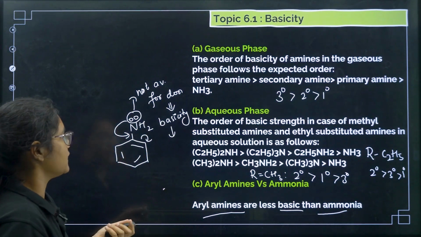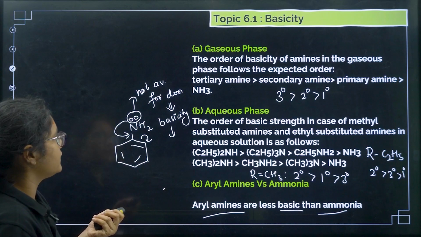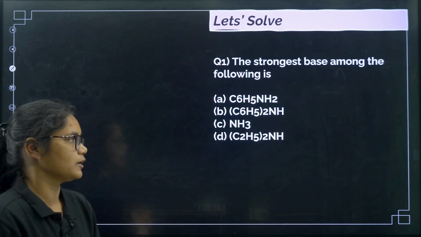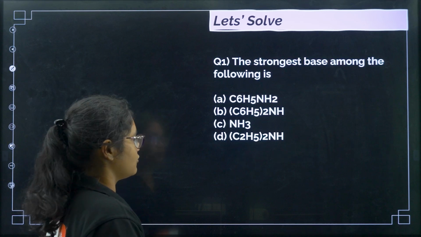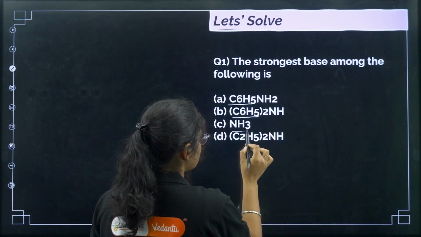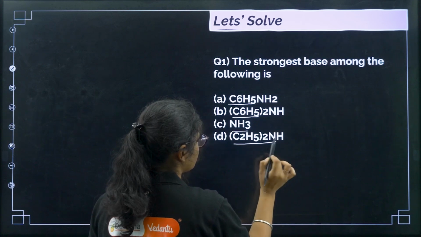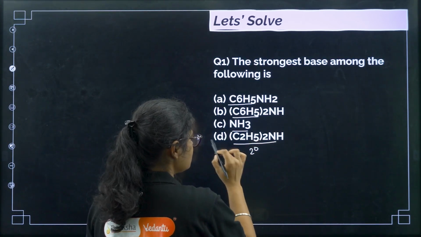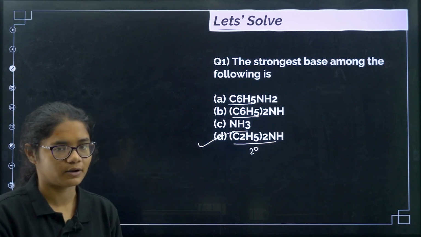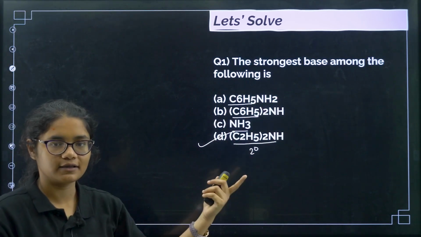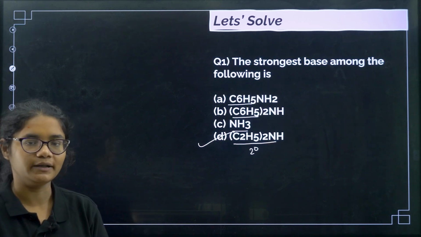Okay, fine. So now let us go to the next one. Here we will solve some questions about the basicity order now. The strongest base among the following. So here you can see this is aryl group, this is aryl group. This one here is (C2H5)2NH, and here NH3 is there. So this is 2 degree. So definitely 2 degree is more basic than your ammonia, and these are also more basic than your aryl amines. So the correct answer is option number D.